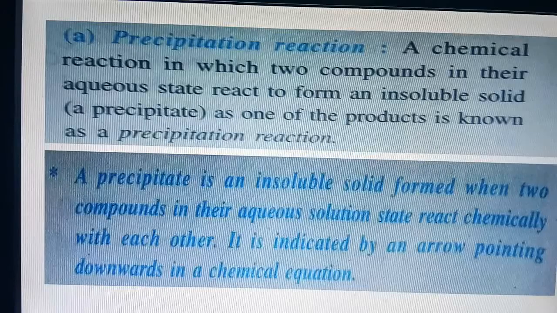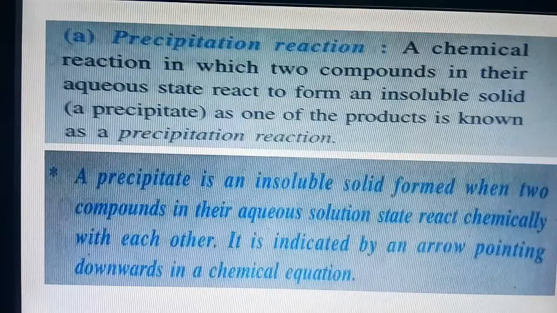Number one was close contact and number two is solution form. So for this double displacement reaction, a required condition is that the reactants have to be in solution form. Otherwise the reaction does not take place. In a precipitation reaction, one of the products is an insoluble solid, and this insoluble solid formed as a result of the precipitation reaction is called a precipitate.